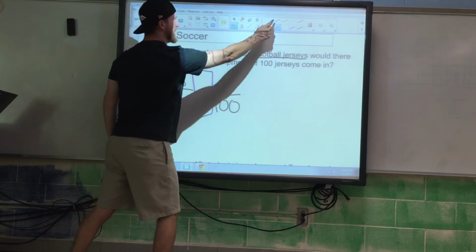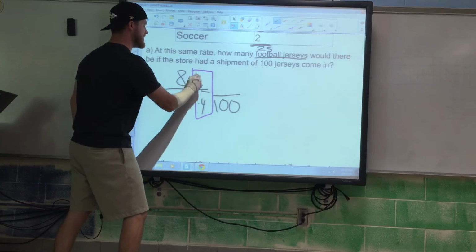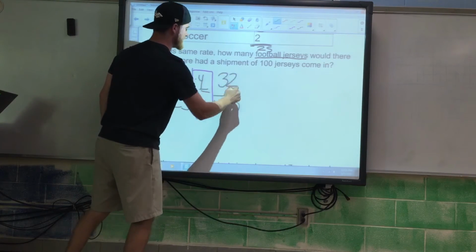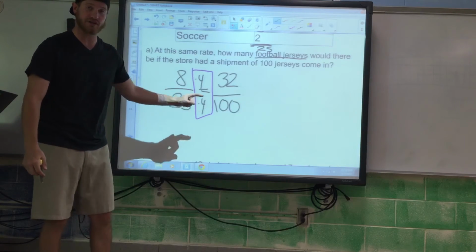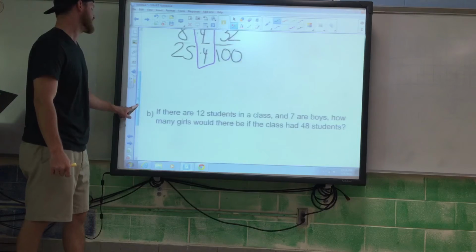What do I do to 25 to get to 100? You multiply by 4, which means what I do to the bottom, I've got to do to the top. 8 times 4 is 32. At the same rate, if 100 jerseys come in, 32 will be football jerseys.